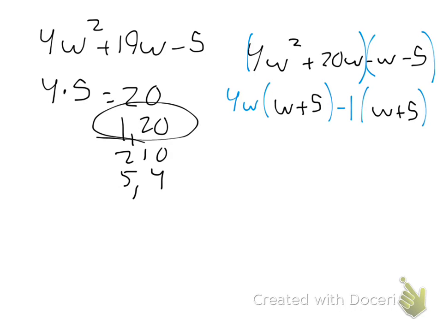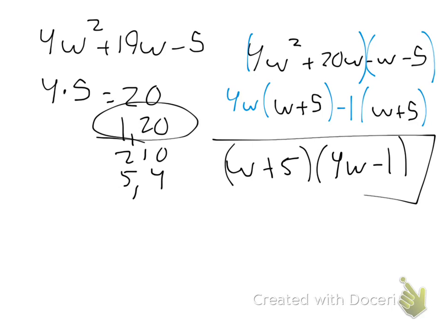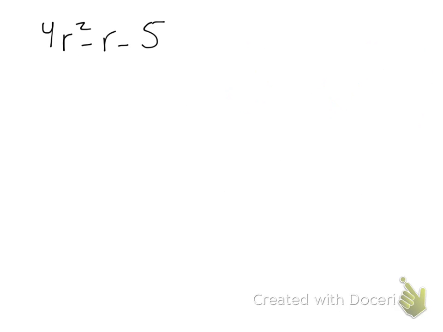And now can I take that out? Factor that out? If I take that away, I'm left with 4W minus 1. And now you're done. If you're unsure, FOIL it. You'll find out you're right. Try this one on your own.